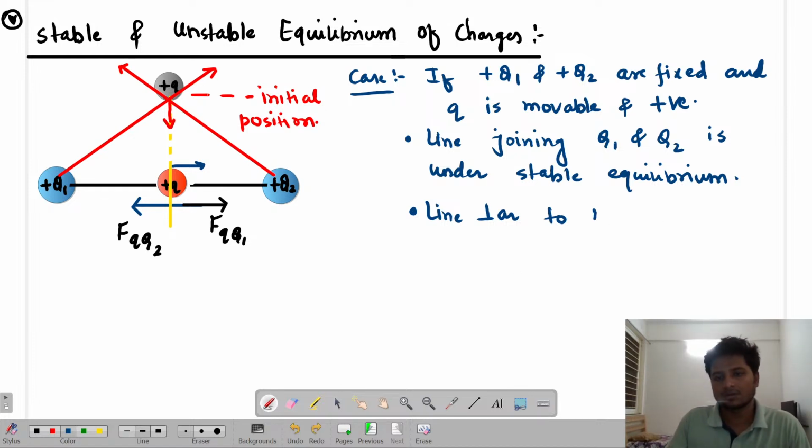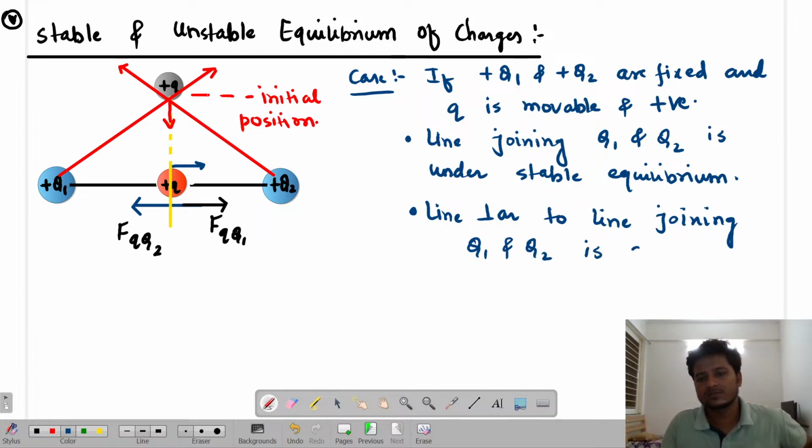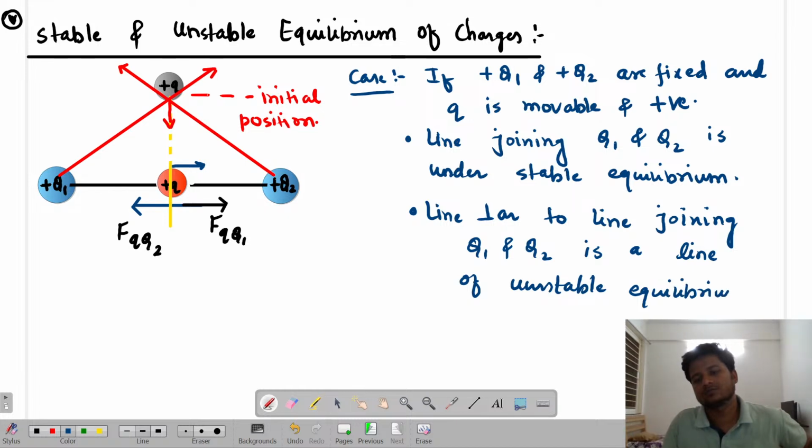the line joining, yeah, this did not happen here because there is repulsion from both sides. So the line perpendicular to the line joining Q1 and Q2 is a line of unstable equilibrium. Is this clear? Are you able to get me?